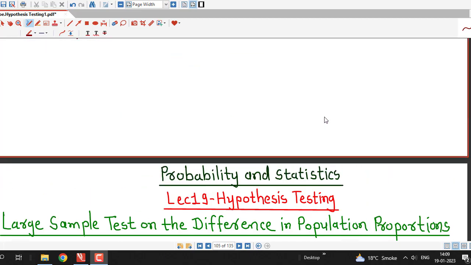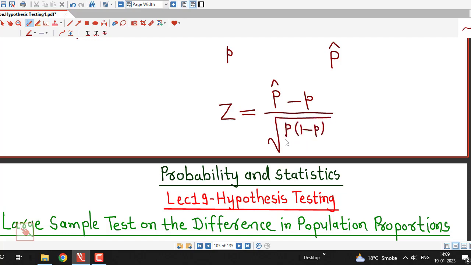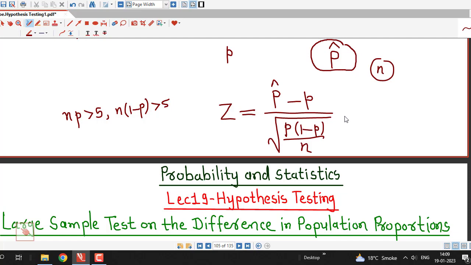So far, we were discussing only a single proportion, and we have seen that if we want to estimate a population proportion by the sample statistic denoted by p hat, which is the sample proportion, then the test statistic was z equal to sample proportion minus p, divided by square root of p times 1 minus p divided by n. If we are considering a sample of size n from the given population, and if n times p is greater than 5 and n times 1 minus p is greater than 5, then the sampling distribution of sample proportion is approximately normal, and this test statistic is a standard normal random variable.